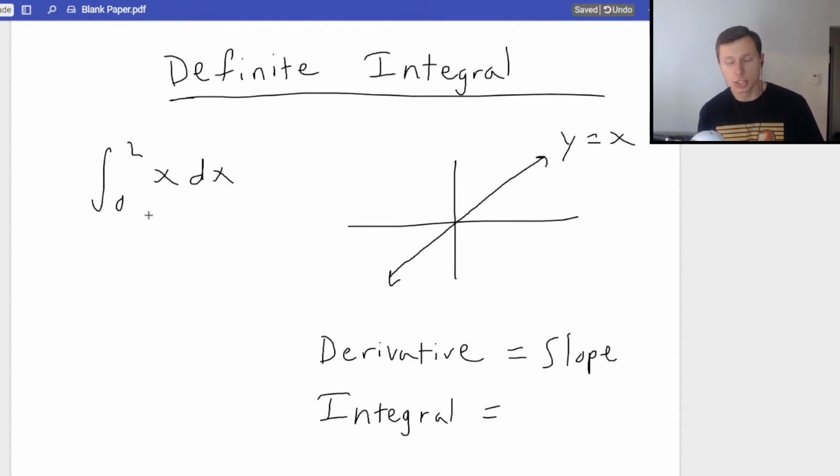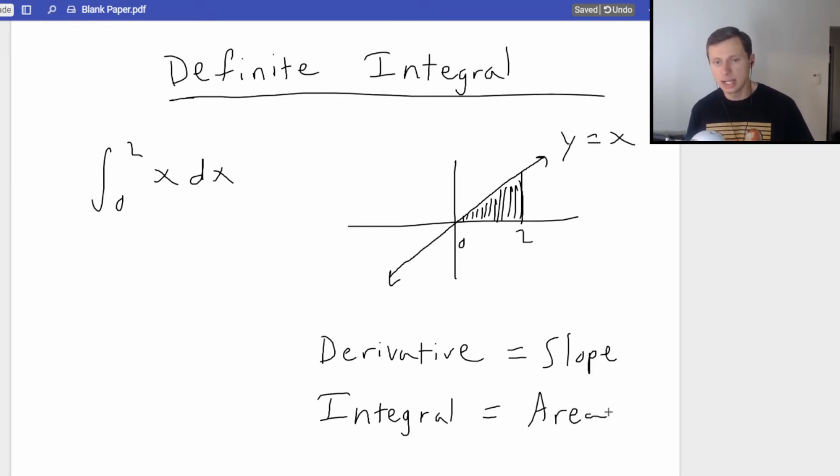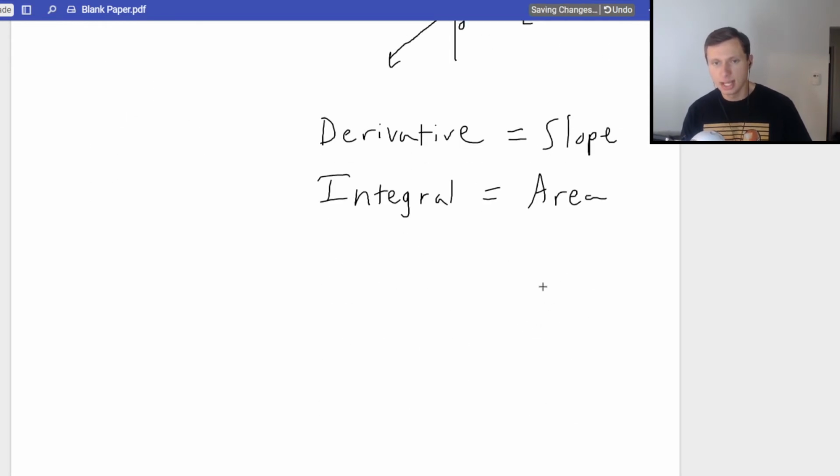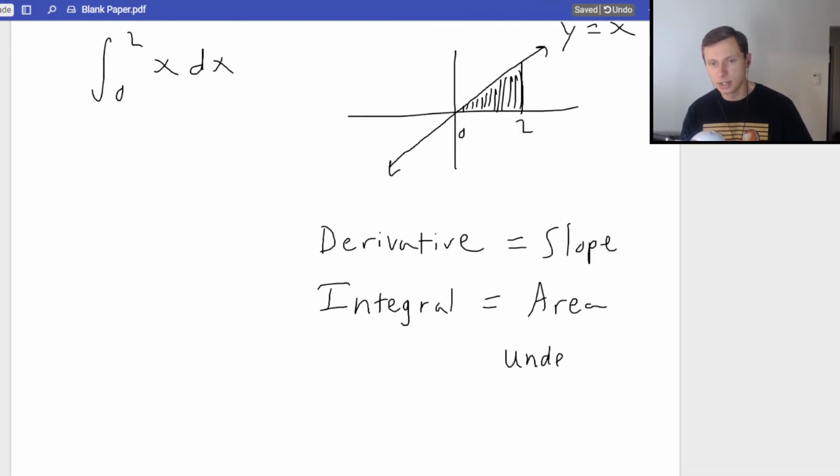If I'm asking you to solve for the integral from 0 to 2 of x dx, maybe you know this already, but it's going to be right here. If this is 0 and that's x equals 2, it's the area under the curve. In other words, it looks like the area of a triangle in this case, because we know what the function is. And that's exactly what an integral is. Integral is area under the curve. And what is the curve? It's just the function. It's just another word for the function.